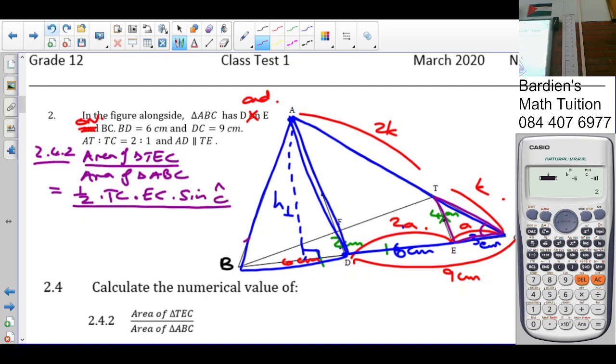Okay, and this is all over half AC times BC sine of angle C again. As you can see, it is sharing a common angle. Halves cancel, sine C's cancel. So the length of TC is marked with a K. Can you see that? The length of TC is marked with a K, so it's K times EC.